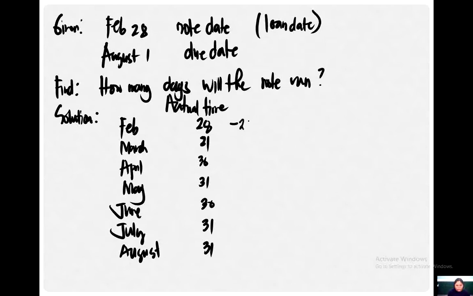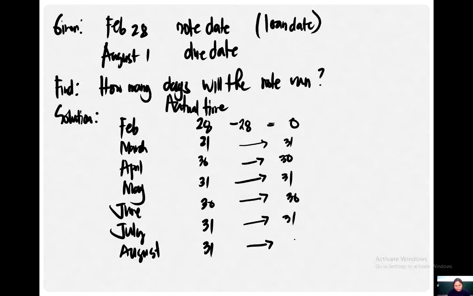Okay, so the loan date or the note dated starts at February 28. So we're just going to subtract 28. So the answer is 0. Then the rest, copy until July. So the due date is August 1. Then add them together. So 0 plus 31 plus 30 plus 31 plus 30 plus 31 plus 1. Again, let us check our given. Again, 0 plus 31 plus 30 plus 31 plus 30 plus 31 plus 1.